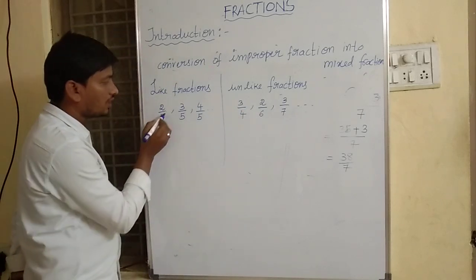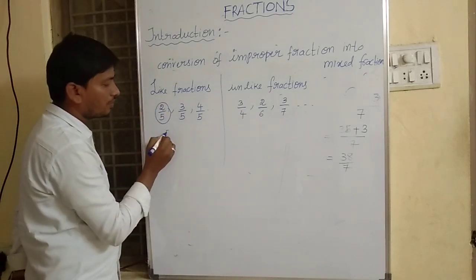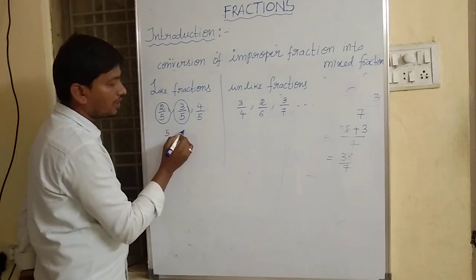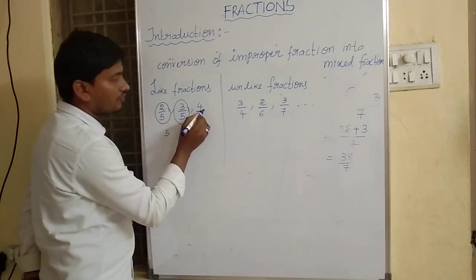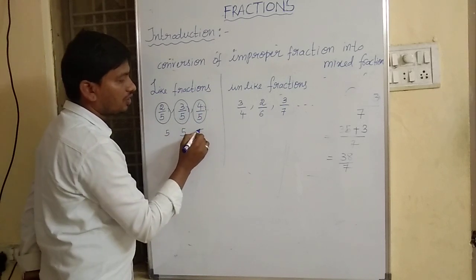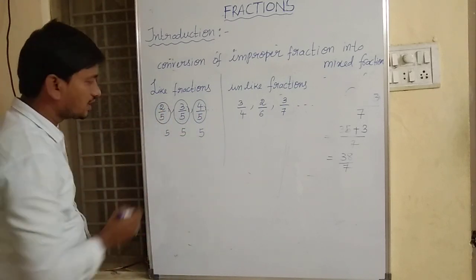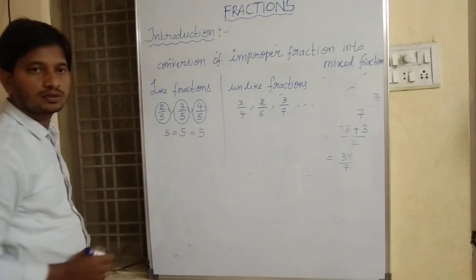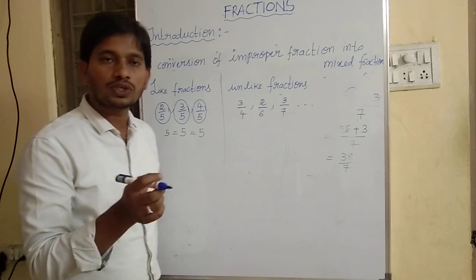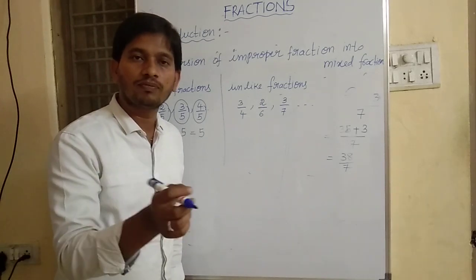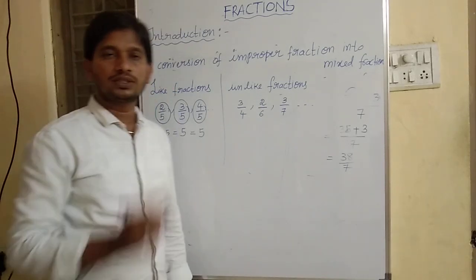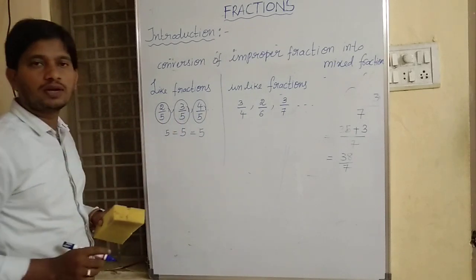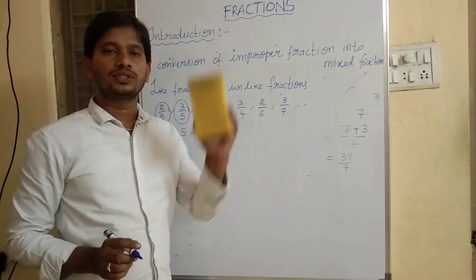You can observe that in the fraction 2 by 5 the denominator is 5, in 3 by 5 the denominator is 5, and in 4 by 5 again the denominator is 5. All the denominators are the same, that is 5. Fractions in which all the denominators are the same are called like fractions. So 2 by 5, 3 by 5 and 4 by 5 are like fractions.